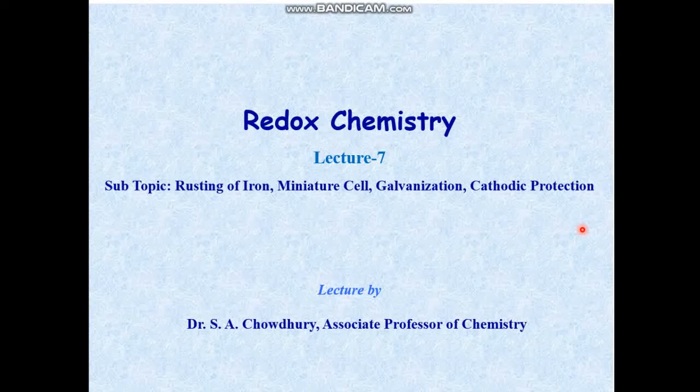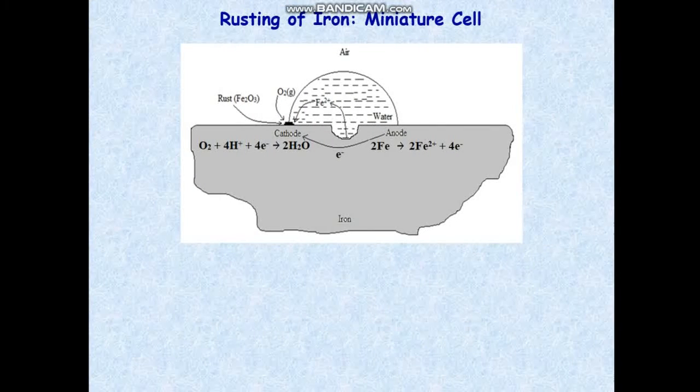And secondly, how you can protect iron from getting rusted by means of galvanization or cathodic protection. So these things are the subtopics today. Let me first discuss the term miniature cell, and how the miniature cells are formed during the process of rusting of iron.